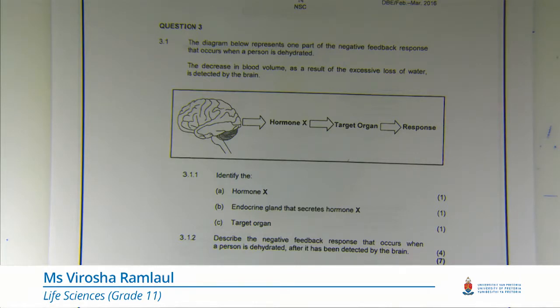Then they ask, describe the negative feedback response that occurs when a person is dehydrated after it has been detected by the brain. An increase in antidiuretic hormone causes the walls of the renal tubule to become more permeable to water. More water is reabsorbed. 4 points. Let me read it again. An increase in antidiuretic hormone causes the walls of the renal tubules to become more permeable to water. More water is reabsorbed.